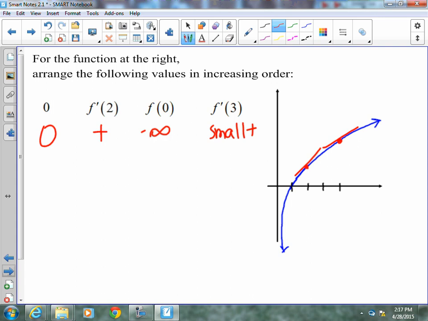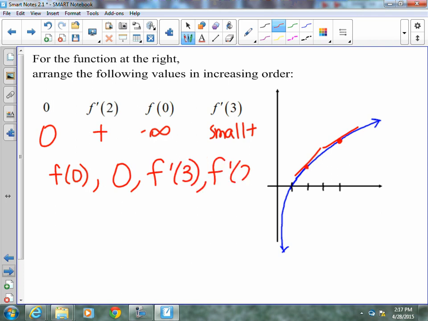So which of these is going to be the smallest? F of 0. Next one will be F prime of 3 because it is a small positive number. Notice its slope is smaller than the slope at 2. Oh, scratch that. F of 0. What comes after negative infinity would be 0. Then F prime of 3. And then F prime of 2. In order from smallest to largest. When they ask for F prime, they want the slope of the tangent line at that point.